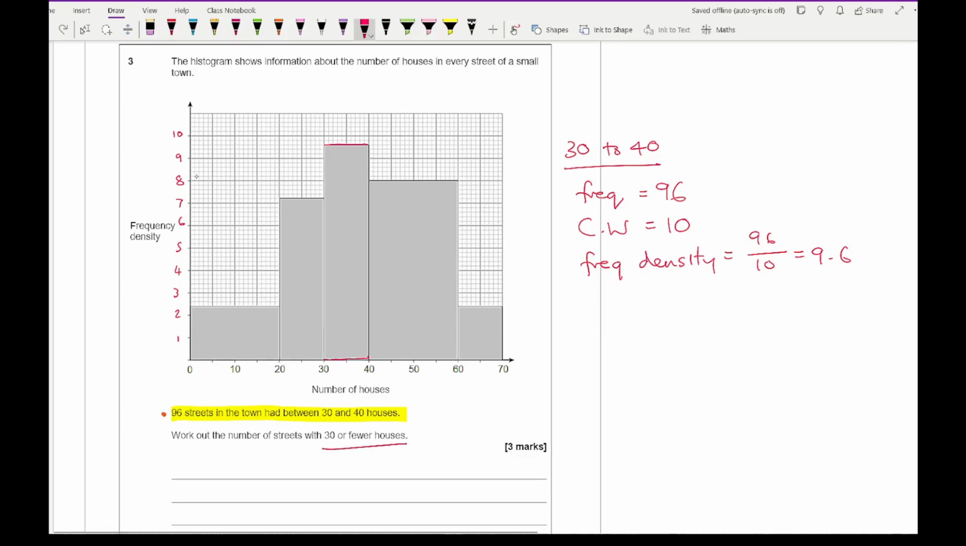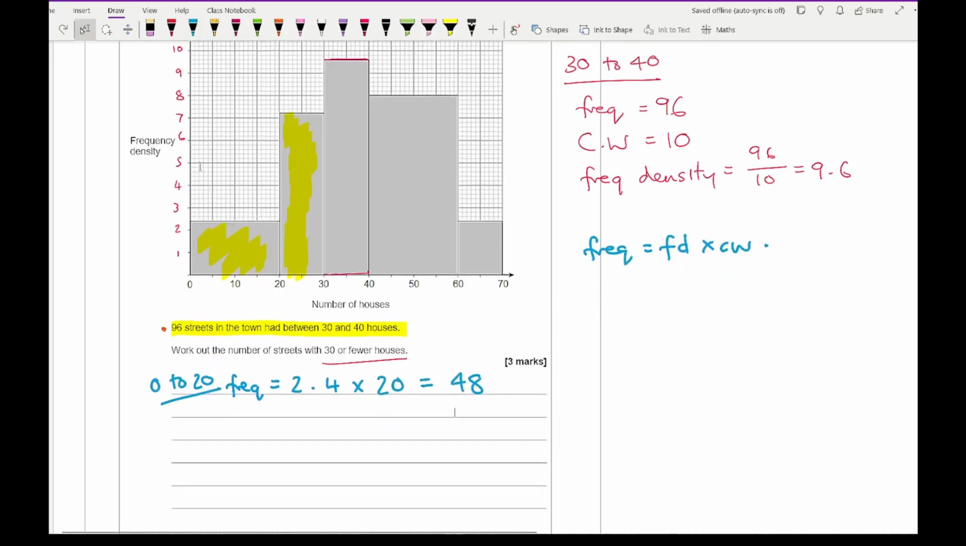Now 30 or fewer is basically the area of this bar here and this bar here. So looking at those individually, I've got 0 to 20. Well, the frequency is going to be equal to, and again, just writing down the formula, frequency density multiplied by the class width. So 0 to 20, I made that out to be 2.4. So that's 2.4 multiplied by the class width, which is 20. And I get an answer of 48.